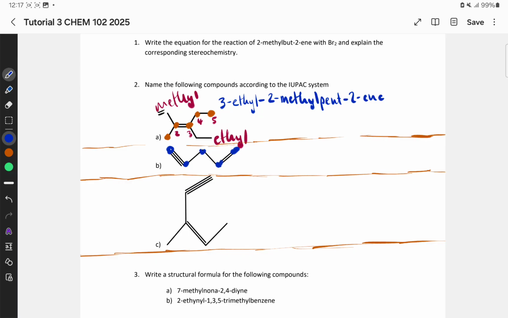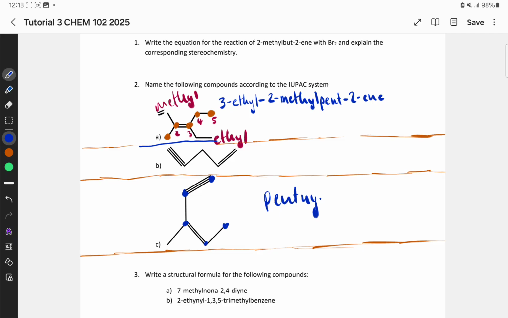You must know how to number. Yes, it's going to be pentenyne, but the alkene has a position and the alkyne has a position. So what is it now? Well, when we start numbering, I'll start with part C, and then I'll come back to the other. In question C, we have to look for the longest carbon chain that has both the triple bond and the double bond. So it will be 1, 2, 3, 4, 5, right? It is 5, which is again a pentenyne, right?